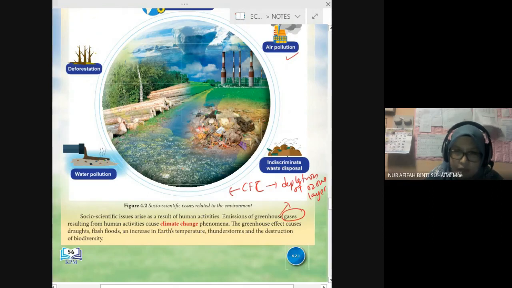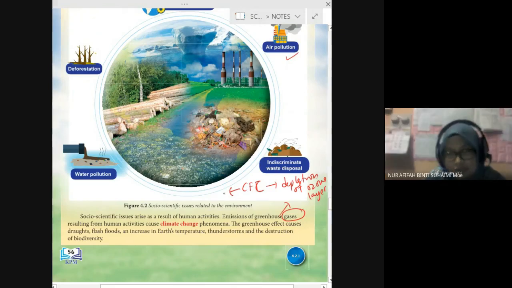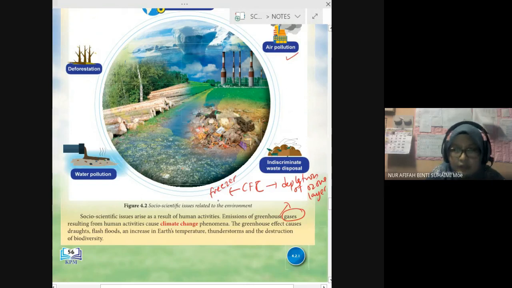From the aerosol can. From the freezer, refrigerator, and then air conditioner. Aircon. Freezer, aircon, aerosol can. So this produces chlorofluorocarbon gases. This one is for depletion of ozone layer. Greenhouse gases come from carbon dioxide. Saiful, carbon dioxide, carbon monoxide. Betul. Greenhouse gases.